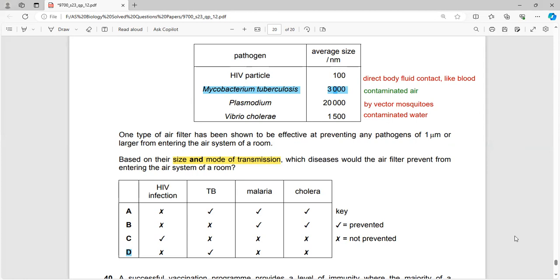Of the rest, HIV is not an airborne disease. It spreads directly from one body contact to another by body fluid, like blood transfusions. In the same way, Plasmodium is transferred by a vector, the mosquito, so that's why it will not be prevented by an air filter. And Vibrio cholerae spreads by contaminated water, so an air filter will not work to prevent it. So that's why the correct option will be D here. So only tuberculosis. Why? Because of its size and its mode of transmission by air.